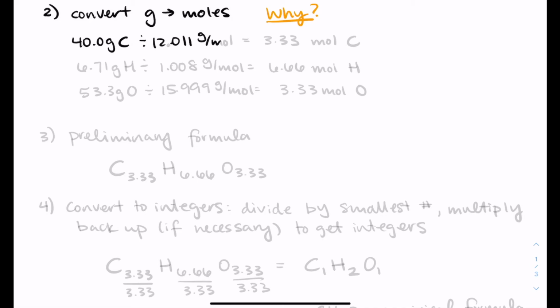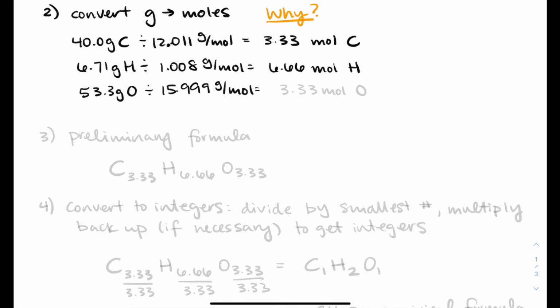So grams of carbon, molar mass of carbon from the periodic table gives me moles of carbon. Same for hydrogen, same for oxygen. But again, the question here is, why are we now converting this to moles? Well, remember from our C6H12O6 example that those subscripts in the formula, you could relate that to moles. So those subscripts tell you how many moles of each type of atom are in 1 mole of the molecule.